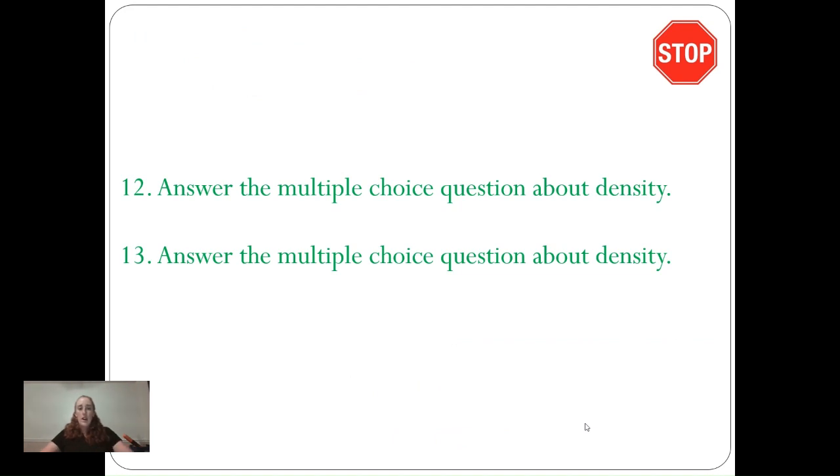All right, so at this point, you should be able to finish the quiz. You have 2 questions left, so you're going to answer the 2 questions about density.